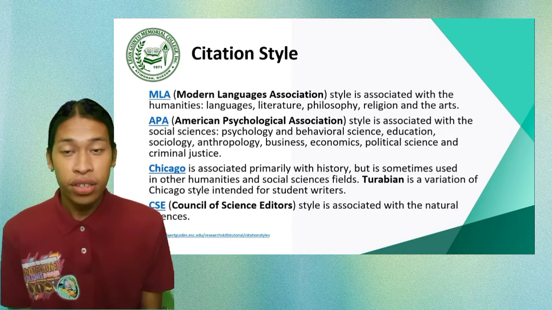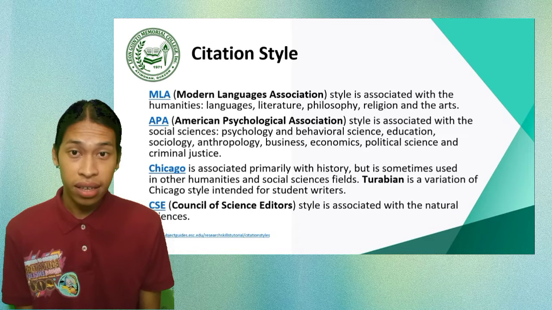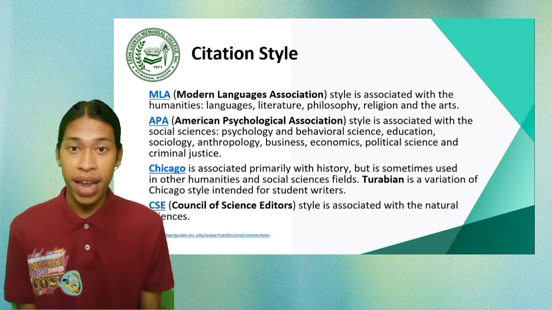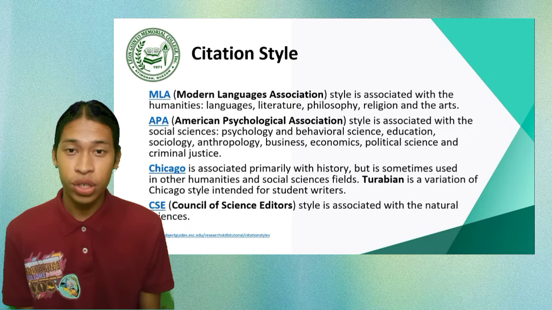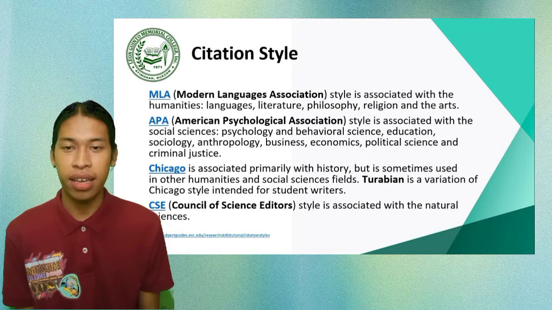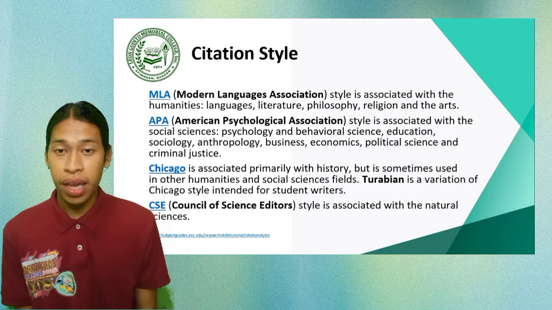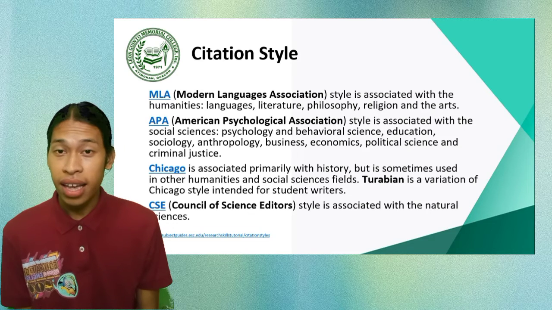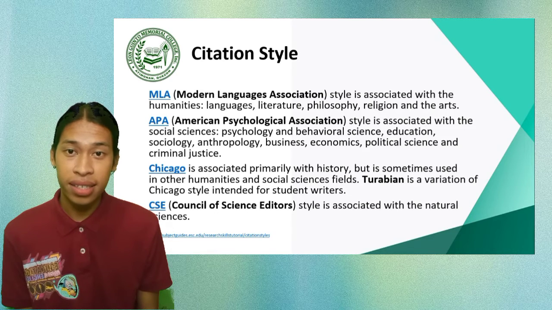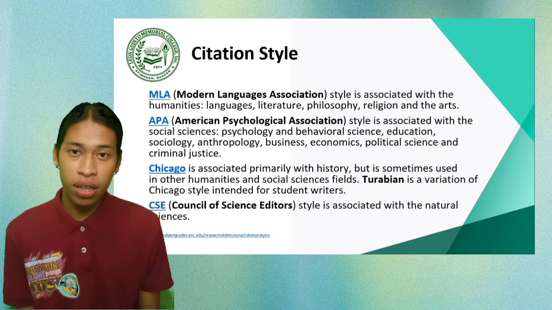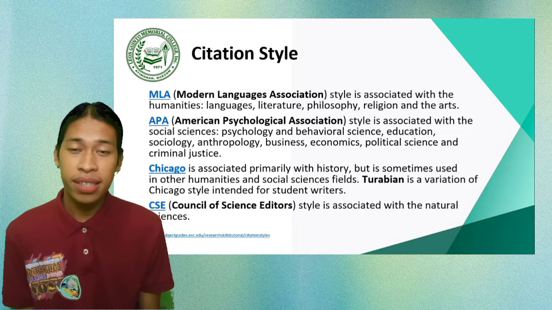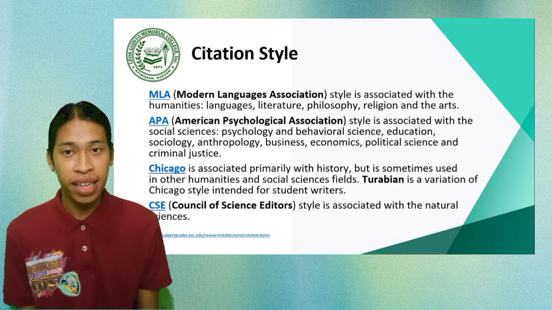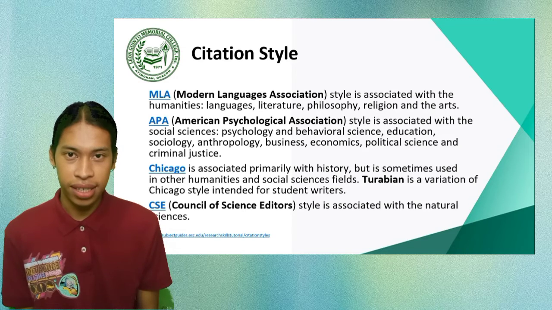So we have here the MLA, or the Modern Language Association style, is associated with the humanities, language, literature, philosophy, religion, and the arts. Next, we have the APA, American Psychological Association style, is associated with the social sciences, psychology and behavioral science, education, sociology, anthropology, business, economics, political science, and criminal justice.